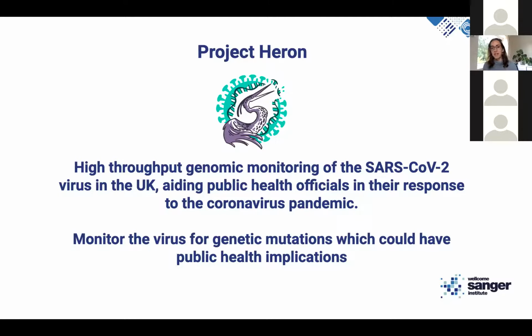So Project Heron is the work that we do at the Sanger Institute, the whole genome sequencing of SARS-CoV-2. The aim of the project is to do high-throughput genomic monitoring of the SARS-CoV-2 virus in the UK, aiding public health officials in their response to the coronavirus pandemic. We also want to monitor the virus for genetic mutations, which could have public health implications, as I said before.